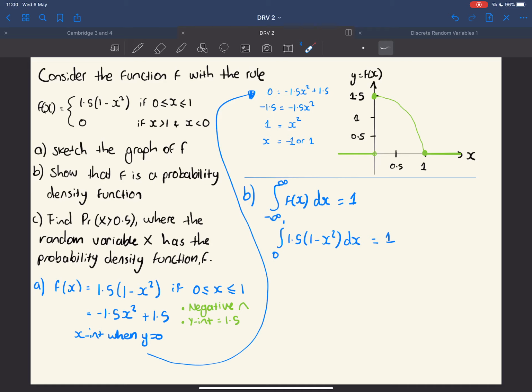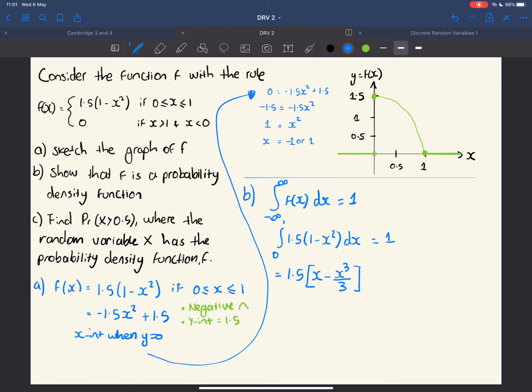But now for the rest of this, I'm not going to write equals 1. I'm just going to keep working down. So let's go ahead and do this. We'll leave our coefficient out the front, and now we're going to integrate. The integral of 1 is just x, take away the integral of x squared. Remember the power goes up by 1, and then we divide by that power. So we're now going to have x cubed on 3.